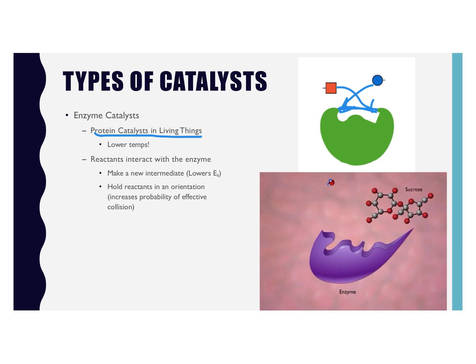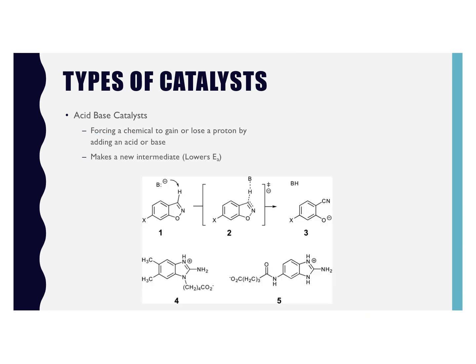Okay. Last but not least, we have acid-base catalysts. We haven't talked a lot about acids and bases this year, but basically in an acid-base catalyst, you cause a chemical to gain or lose a proton by adding an acid or a base, and that's going to make a new intermediate. And by adding that new intermediate, you can lower the activation energy, and therefore the reaction goes much faster.